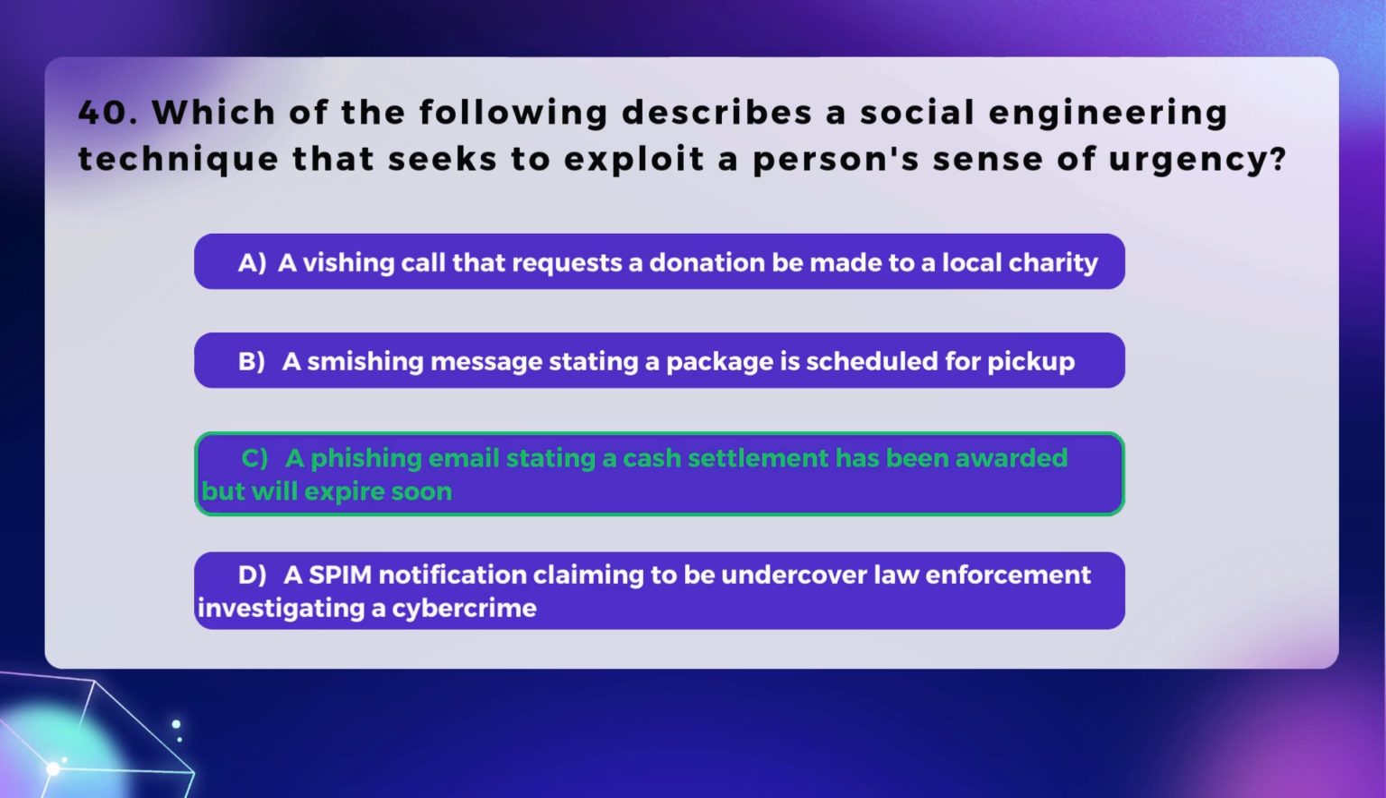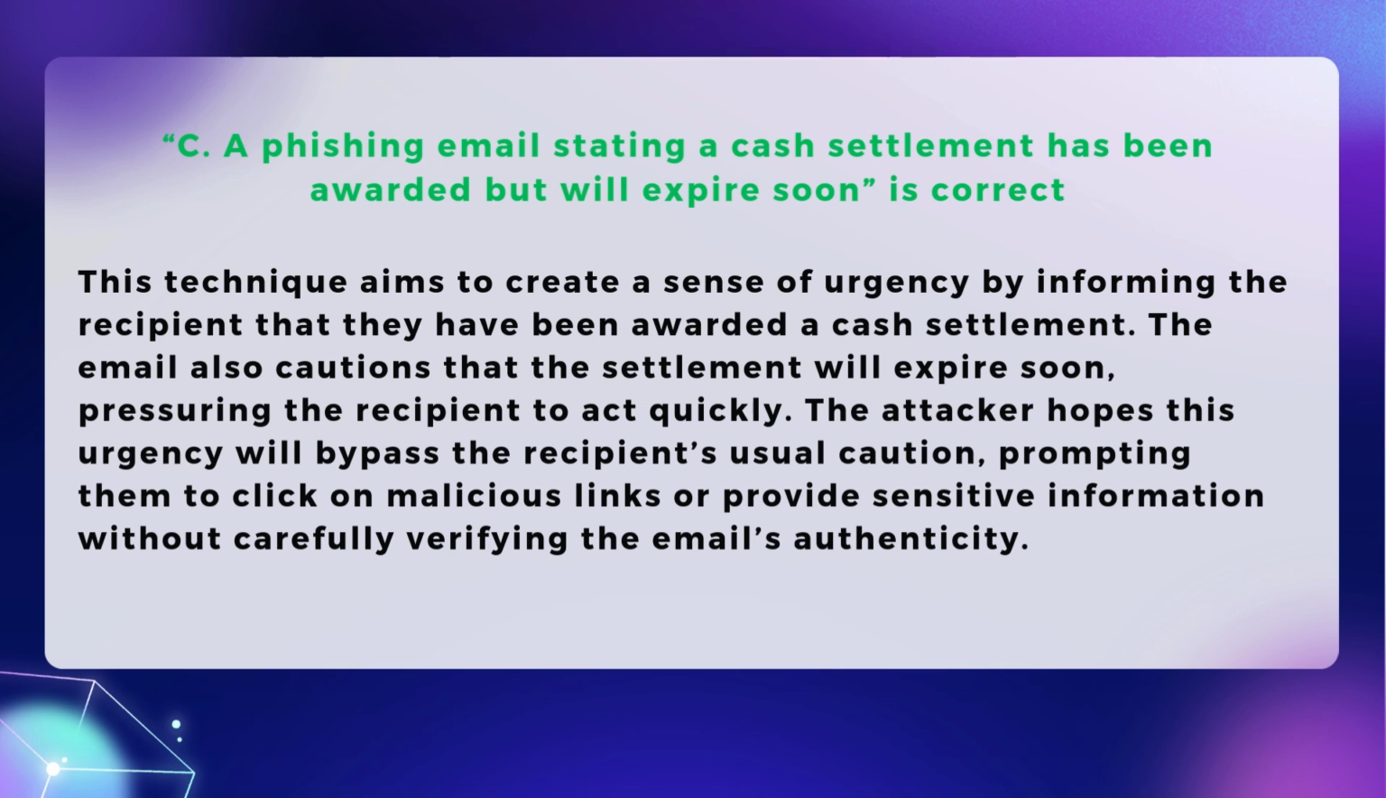The correct answer is C. This technique aims to create a sense of urgency by informing the recipient that they have been awarded a cash settlement. The email also cautions that the settlement will expire soon, pressuring the recipient to act quickly. The attacker hopes this urgency will bypass the recipient's usual caution, prompting them to click on malicious links or provide sensitive information without carefully verifying the email's authenticity.